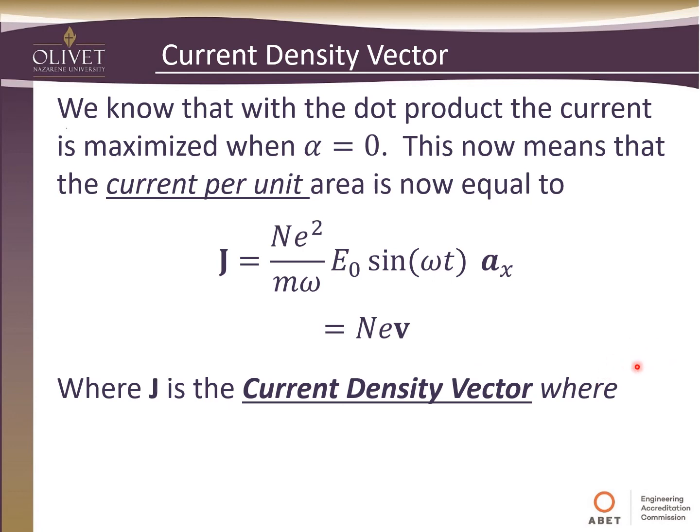So anytime you see a bold-faced J, I don't want to hear you call it J. I want to hear you refer to that as the current density vector. So we have the electric field intensity vector and the current density vector. And again, this is related to the current flow by this equation. So our current density times the area, if we do the dot product, that should give us the amount of current flow.